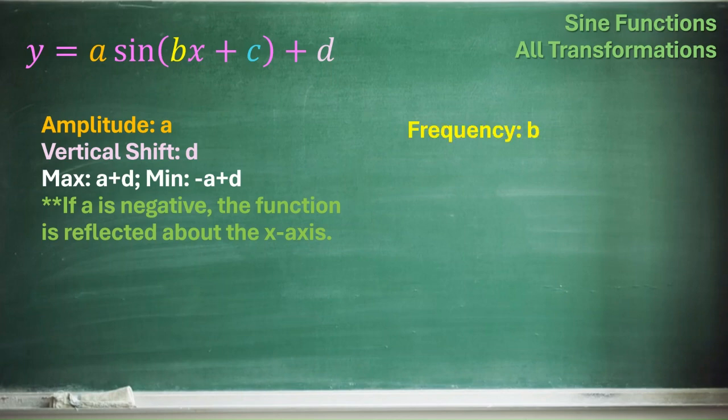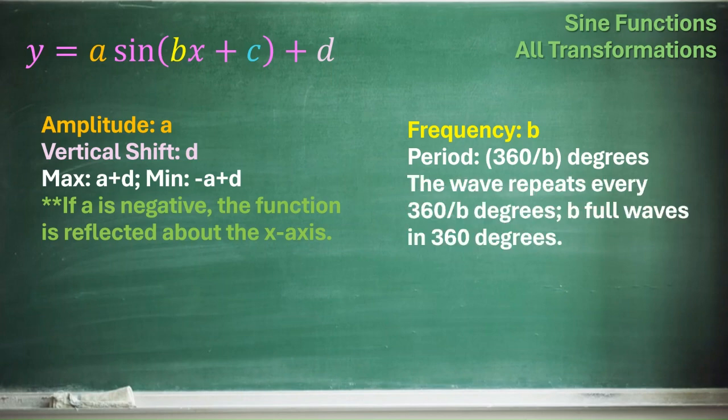Okay, let's move on to B. So B is the frequency. That's the number of times a complete sine wave happens within the y equals sine of x period, which is 360 degrees. So a period of a function is found by saying 360 degrees divided by B. And that tells us how many times the wave repeats within 360 degrees. Or you could think of B as being the B full waves within 360 degrees.